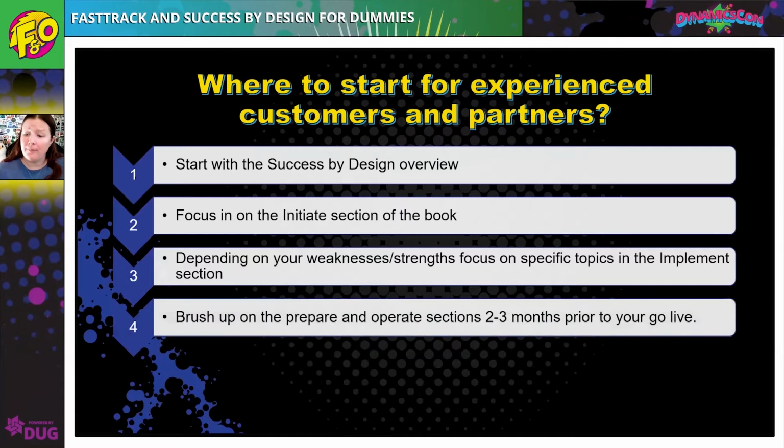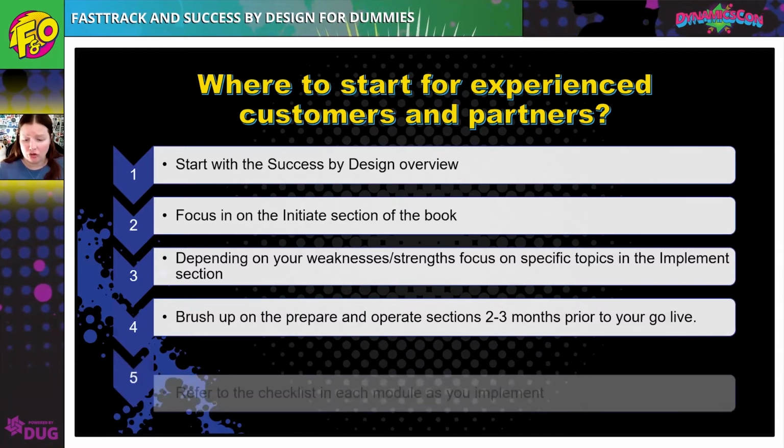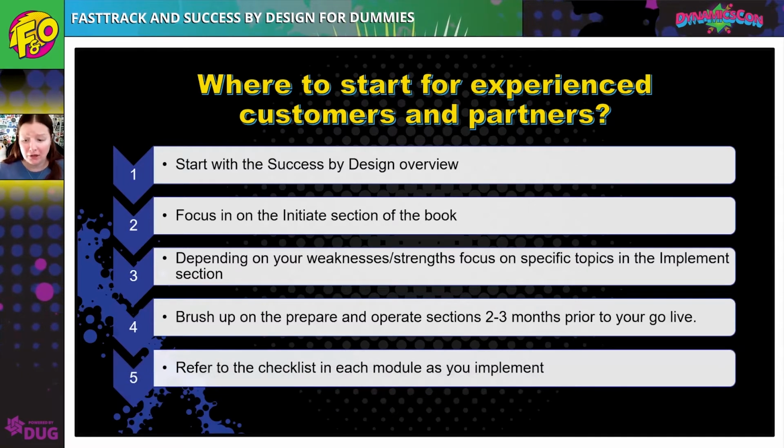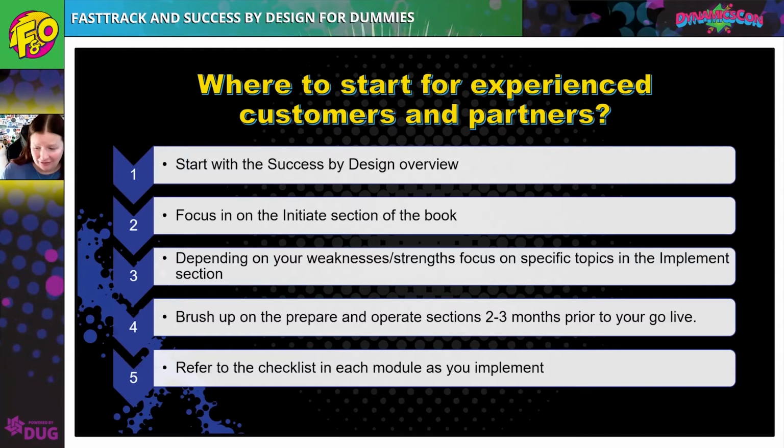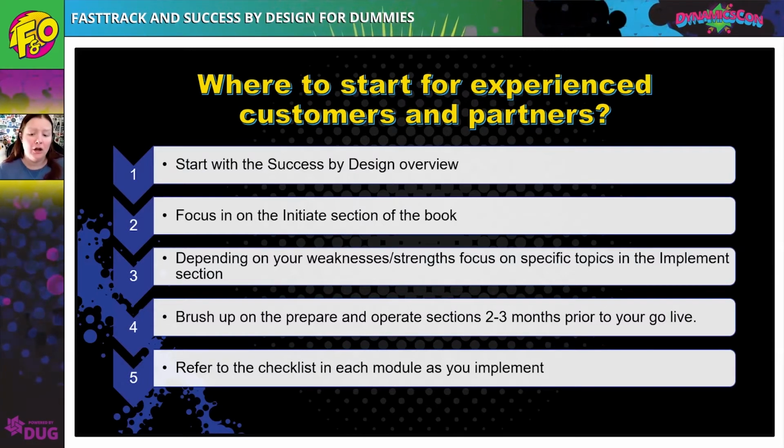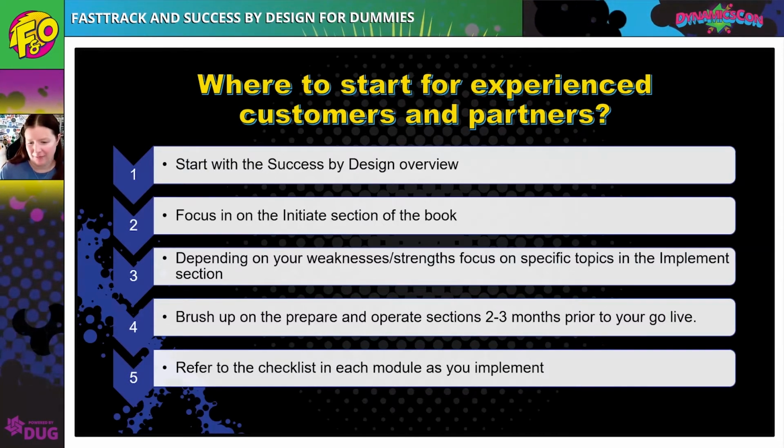You'll want to brush up on the Prepare and Operations sections 2 to 3 months prior to your go live. Each module, again, contains a checklist, and I strongly recommend even the experienced consultant to use these checklists at the end of each module to refer back to those things to remember and to check those items off with each one of your projects, and to make sure that you're following all of those recommended practices that we have put out there for you in each topic area.